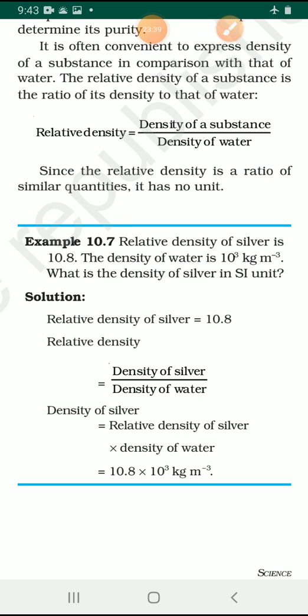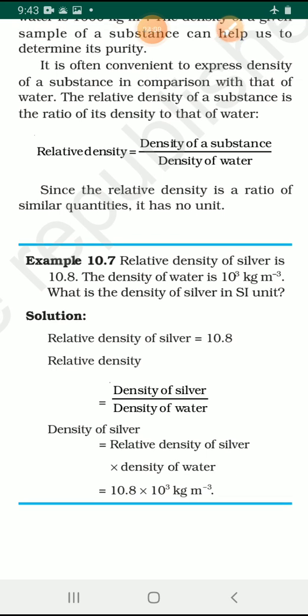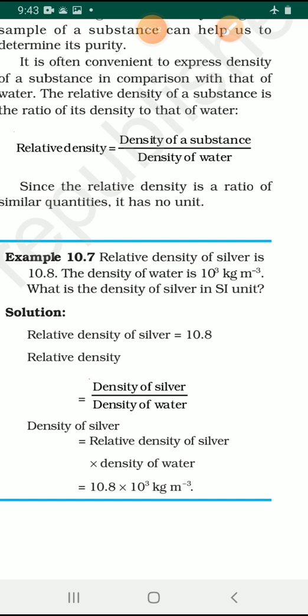As you can see in the example here, the relative density of silver is 10.8, right? So just now we relate it to the water. The density of water is 10 raised to 3 kg per meter cube, meaning 1000 is nothing but 10 raised to 3. Remember, in the short method, 10 raised to 3 means 1 followed by 3 zeros, right? So 10 raised to 3 kg per meter cube is 1000 kg per meter cube. What is the density of the silver in SI units? So how can we write the density of silver in SI units?